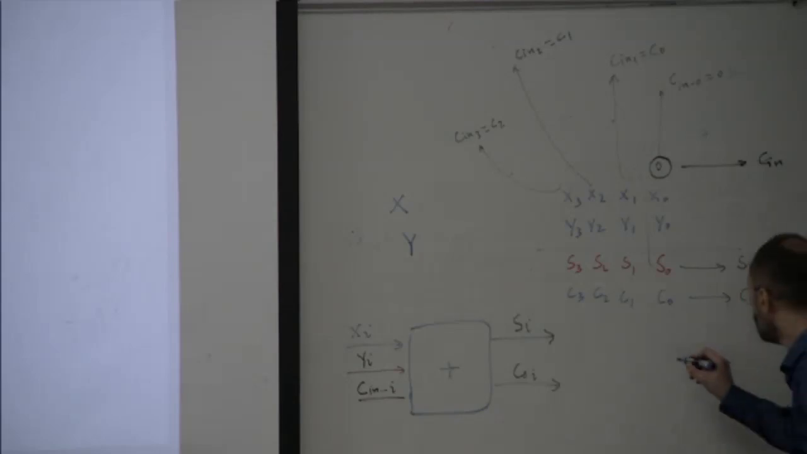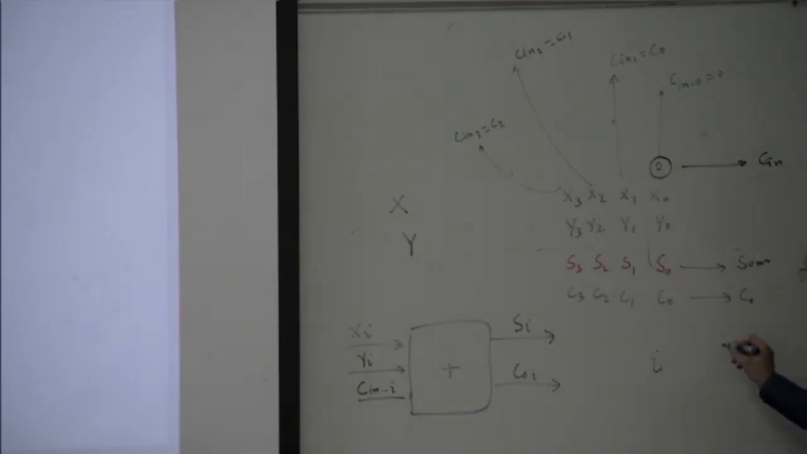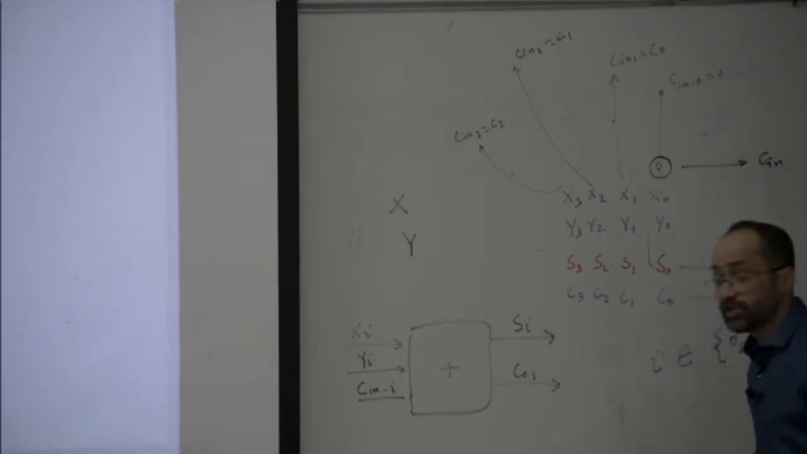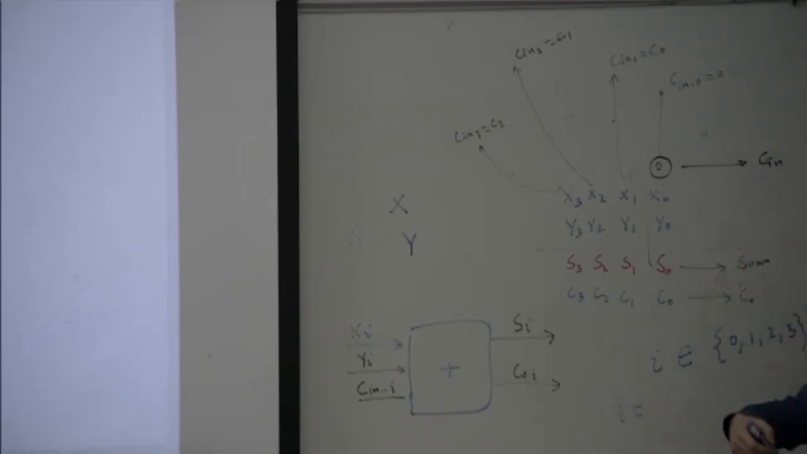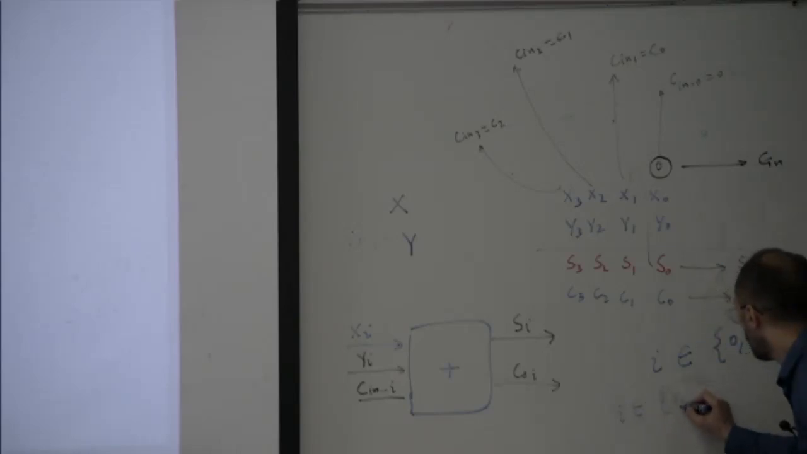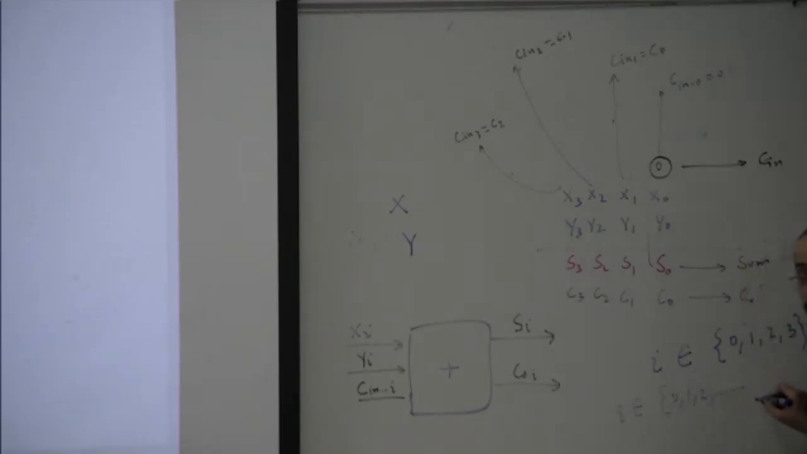Now what is the range of i? So i belongs to a set, so i can belong to the set of 0, 1, 2, and 3. Why? How many bits are there? 4 bits. So in general, i may belong to the subset 0, 1, 2 until what? N minus 1. You got it?